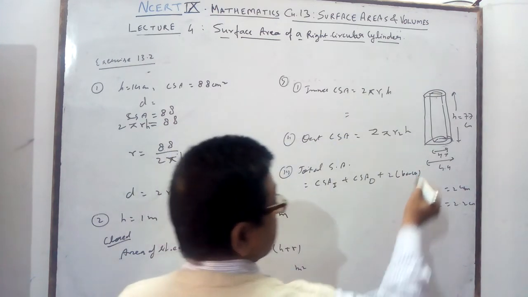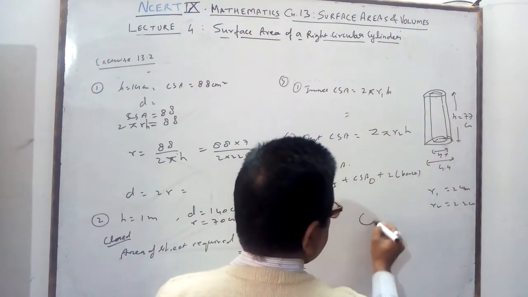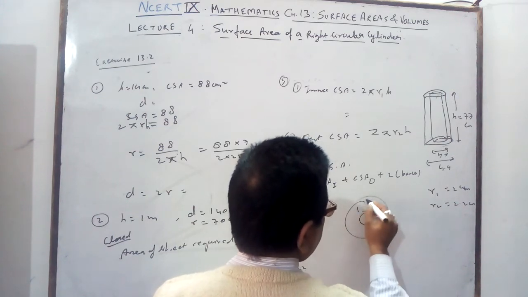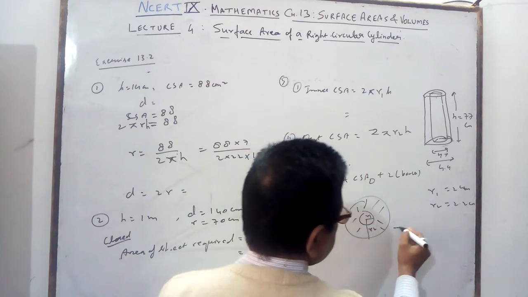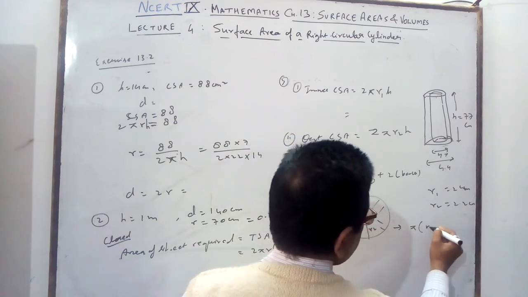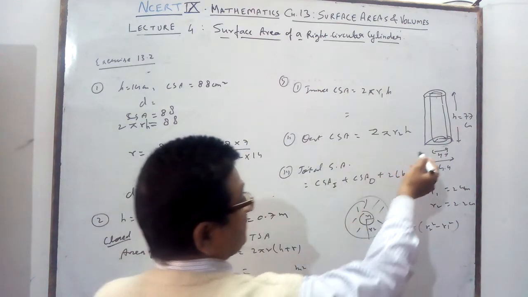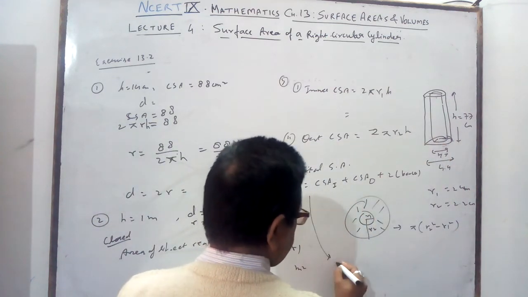But twice of the base, what is the base? This base is like this. What is the base? It is R1 and it is R2. You want to get this area. So what will you get? Pi times R2 square minus R1 square. It is the one base, there are two bases. So what will you get here?